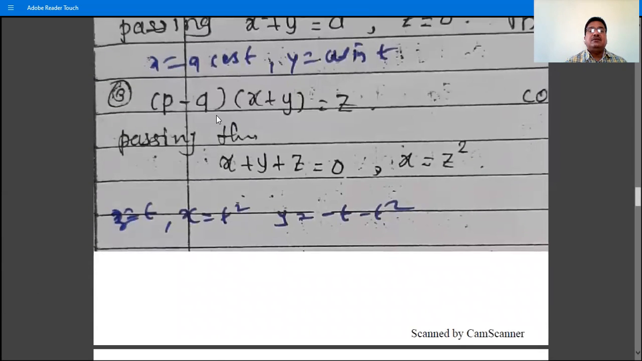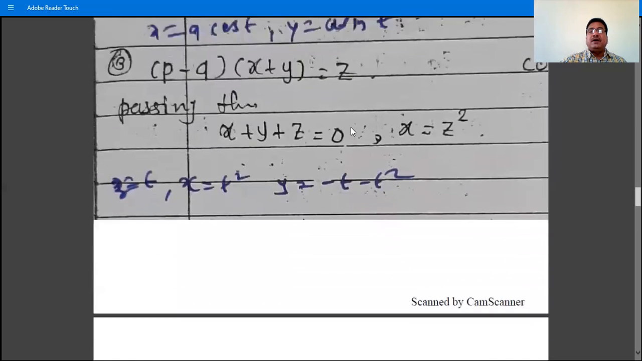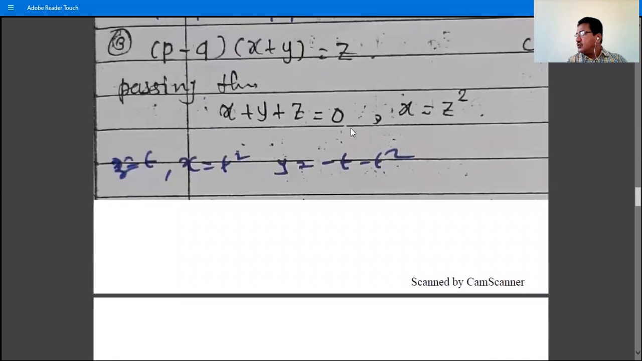We have the solution. Okay, the same type problem, p minus q x plus y. So write this equation in the form (x plus y) p minus (x plus y) q is equal to z. So capital P is x plus y, capital Q is minus (x plus y), and capital R is z. Then write the auxiliary equation and find the general solution of that auxiliary equation.